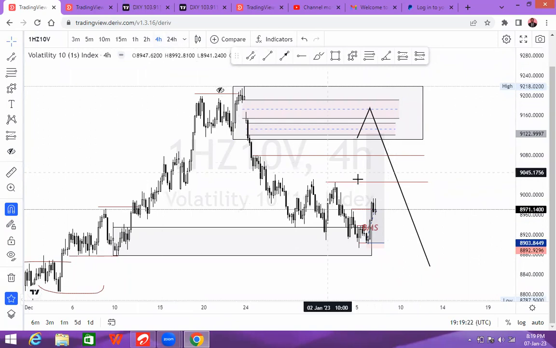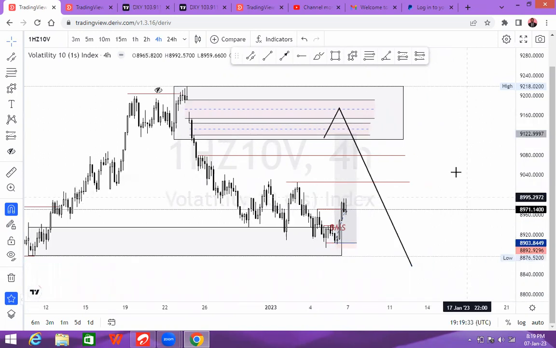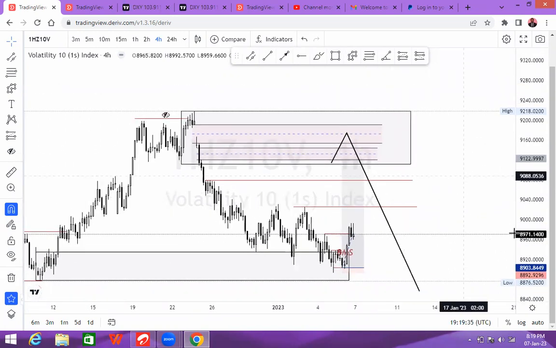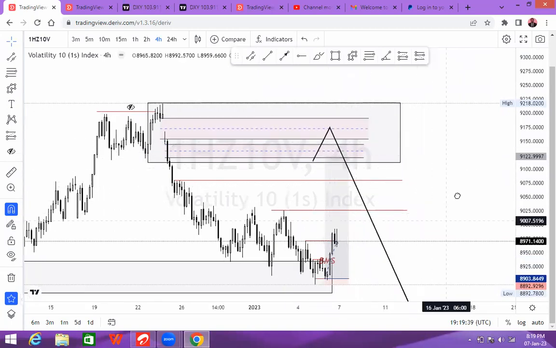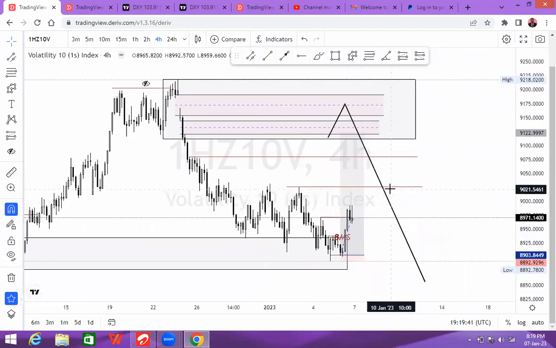This 4 hours, it's still going to take time. Let's see, between Sunday evening or maybe probably Monday, we might look at this zone. If price gets to that place, we wait for a 15 minutes break of structure to the downside. Then we can look for entry. So that was how I played 10-1S.